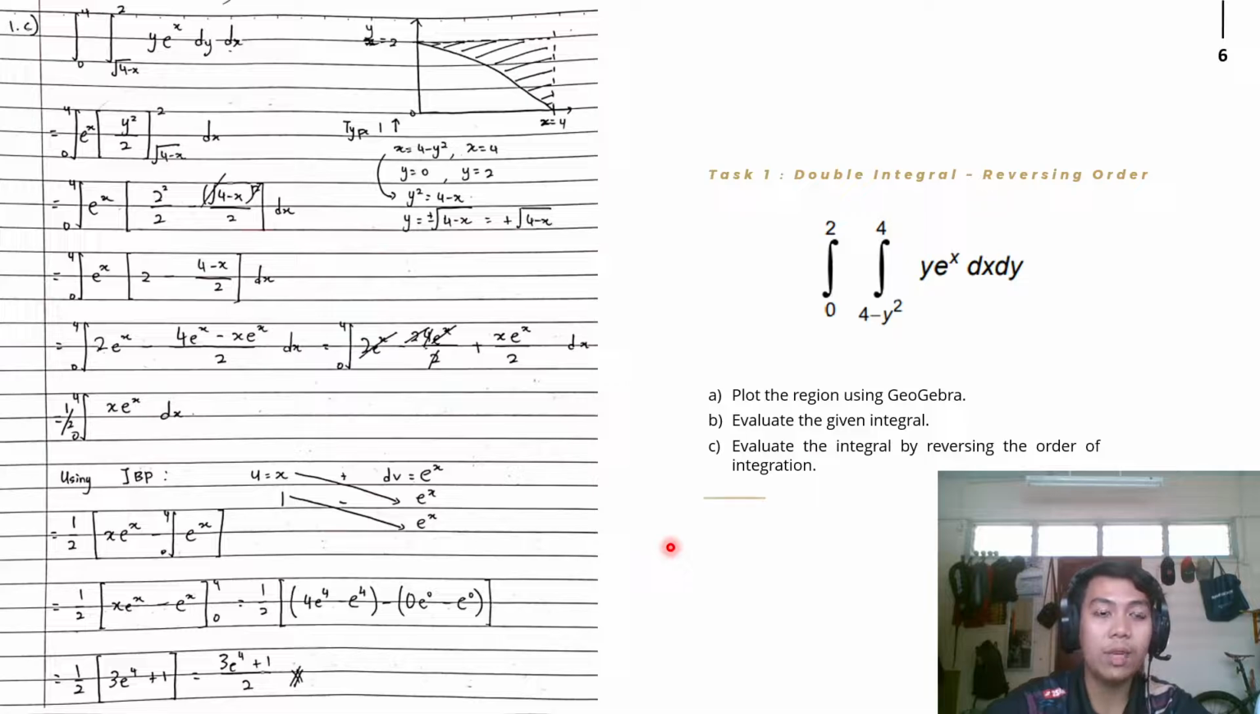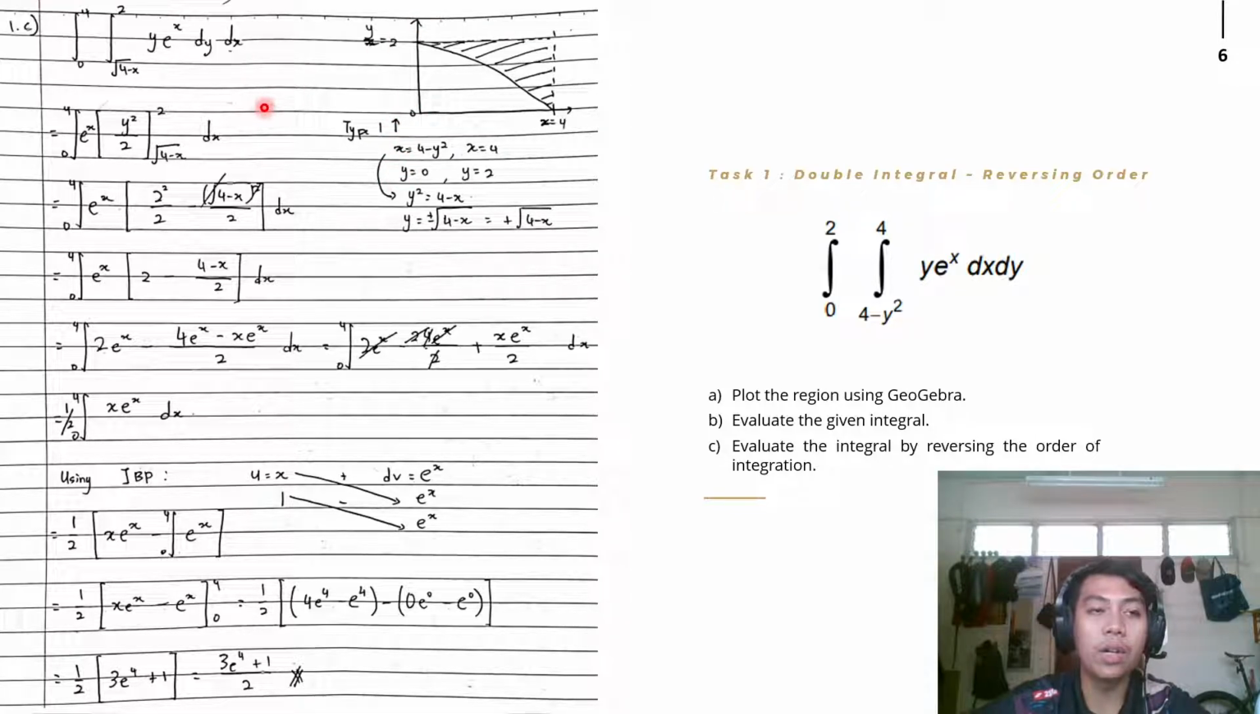Okay, we look at it. Just now we used the type 2 method, which is from the left hand side. Then this question asks us to reverse the order. So if we reverse the order, we need to change the place where we look at the graph. So we are using type 1. We will integrate with respect to dy first, because we are using type 1. We will look from downwards to upwards.